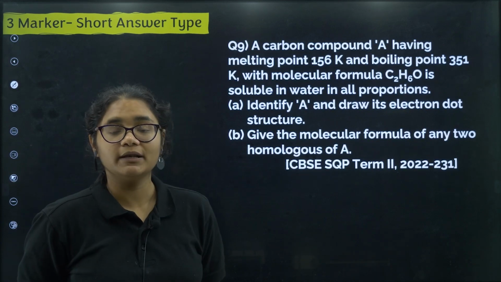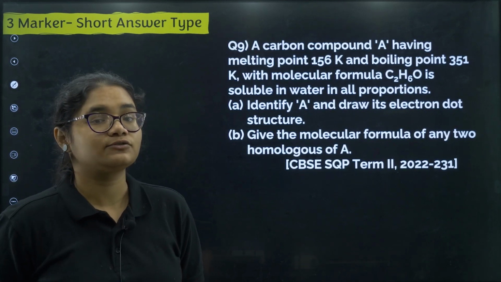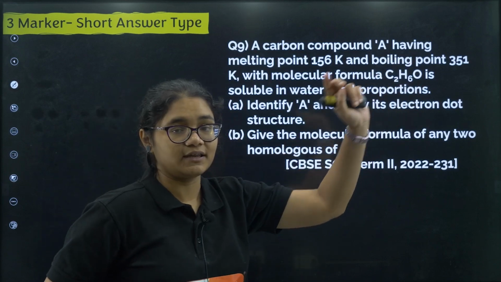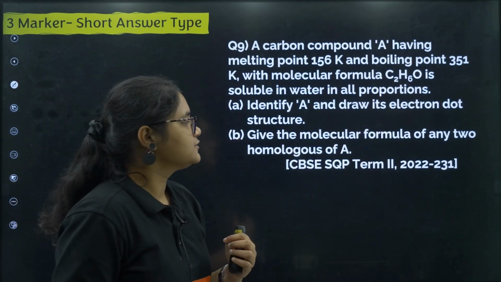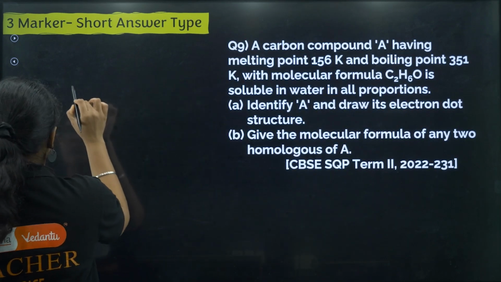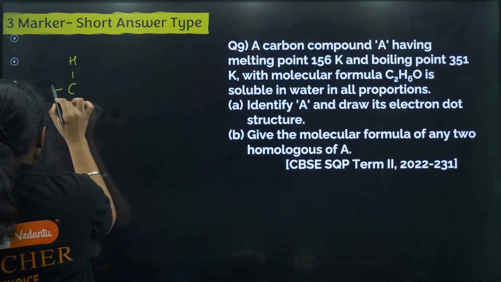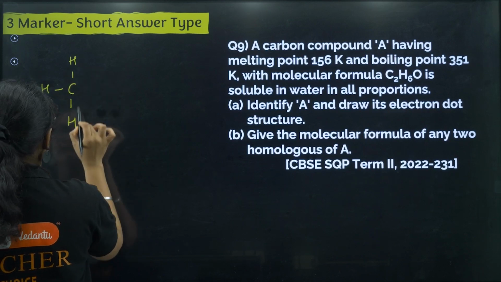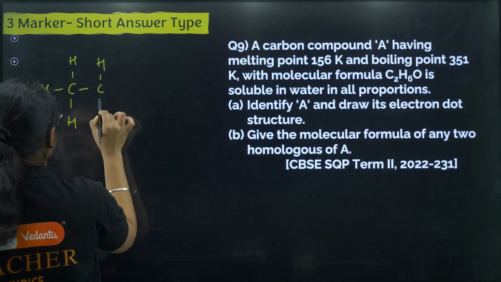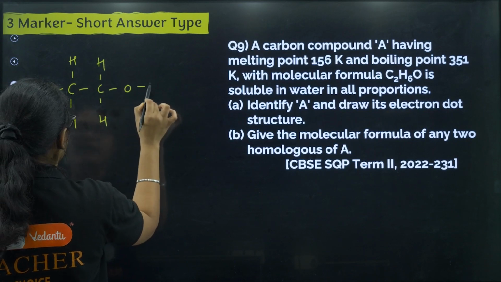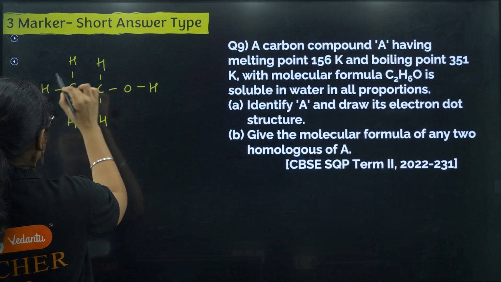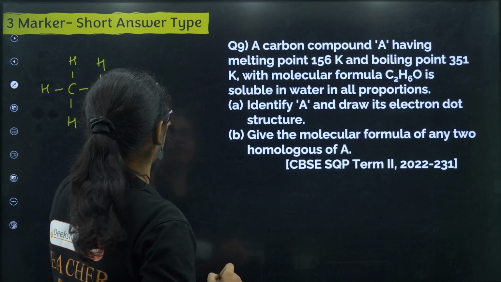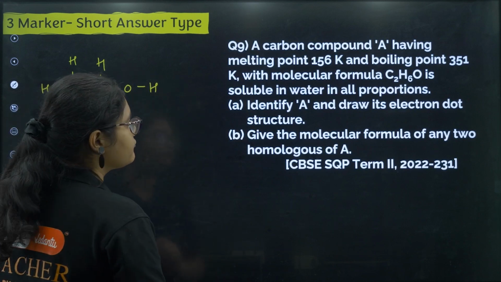So when it is soluble in water, the functional group which is soluble in water with one oxygen is nothing but alcohol. So C2H6O means you have 2 carbon, so I can draw like this, CH3, then CH2OH. You can see 2 carbon, 6 hydrogen and 1 oxygen. Now you have to draw what?